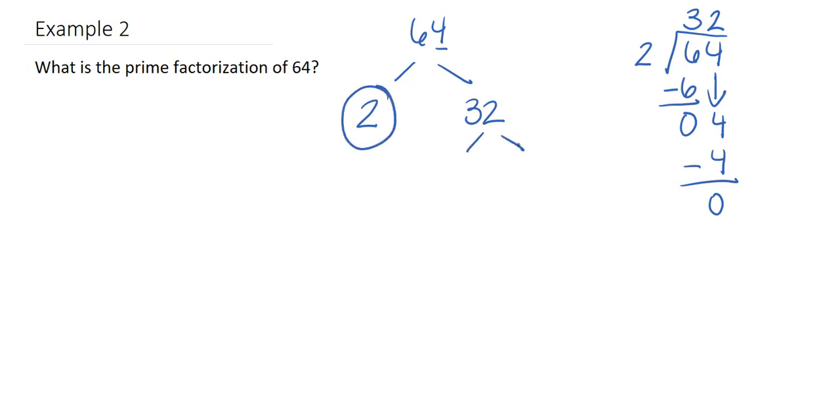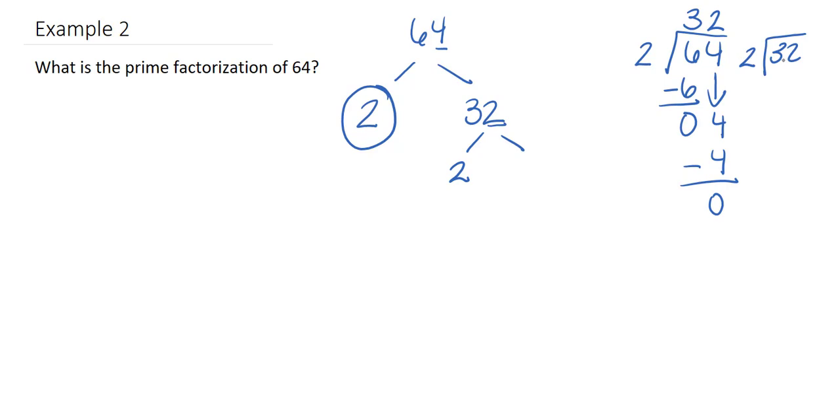Now we need to break that down into its prime numbers. Well, 32 is also even, so we can break this down even further. So we can put 2 here, and 2 can go into 32 how many times?